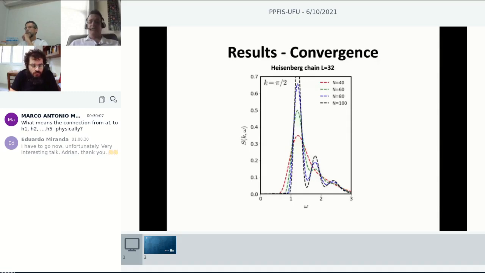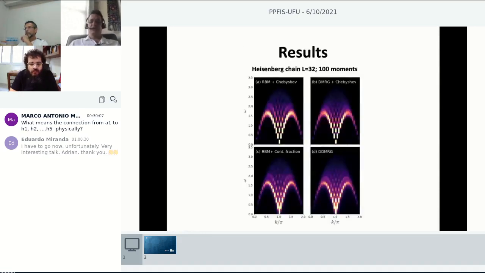For instance, here I'm showing you results for 32 sites. This is for momentum pi over 2, and you see how, as I increase the number of Chebyshev moments, the result approximates the spectral function better and better, and eventually converges. This is the final result, so this is what it looks like. This is our result using RBMs with Chebyshev. This is using DMRG with Chebyshev, and you cannot really tell the difference, at least in this color plot.